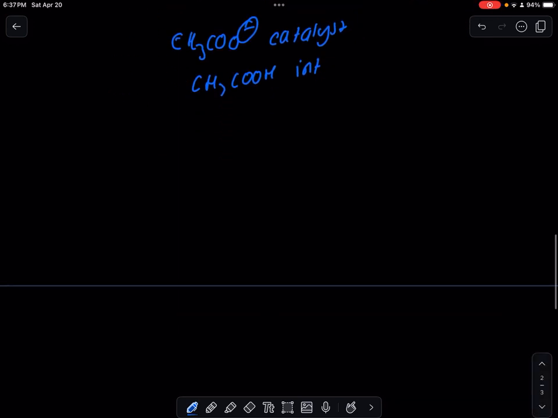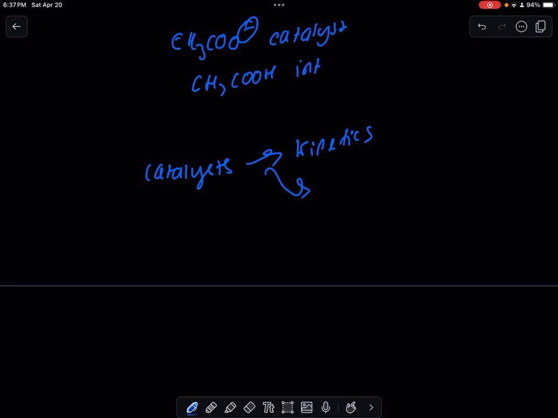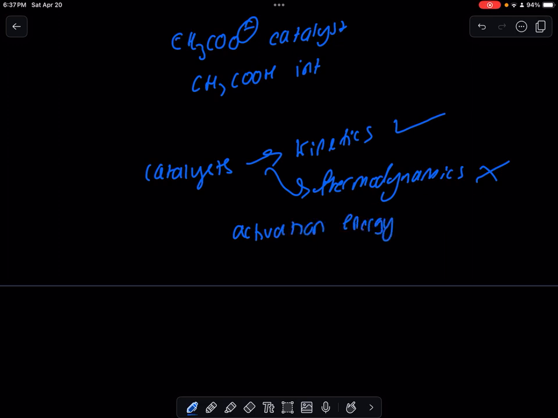So, how does a catalyst actually work? Catalysts make reaction kinetics different. They do not change the thermodynamics of the reaction. So what do we mean by that? The catalyst will change the activation energy, so they will change the rate of reaction. But they will not change the delta H, delta U, delta S of the reaction. Don't worry if you don't know these.